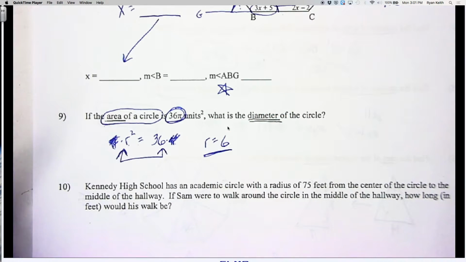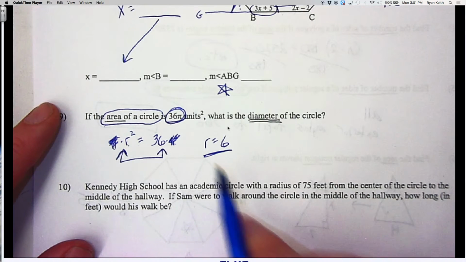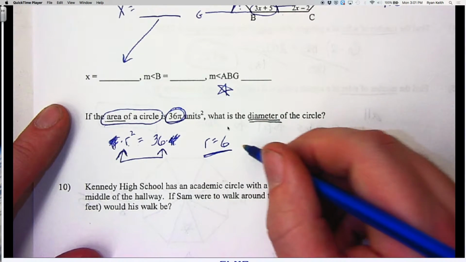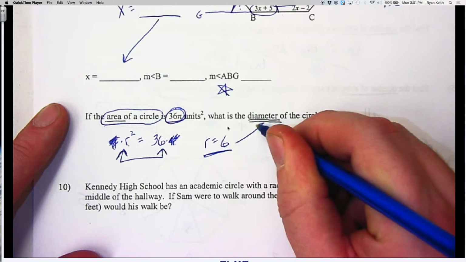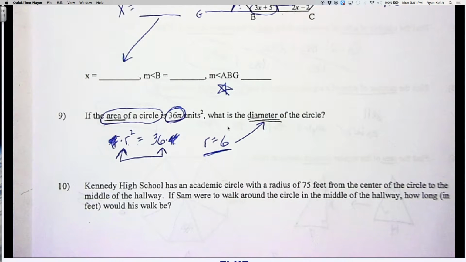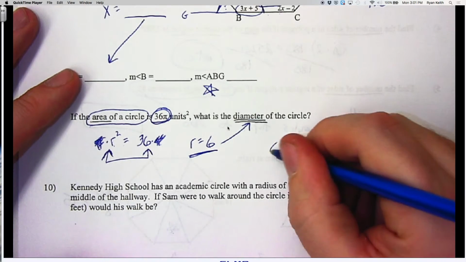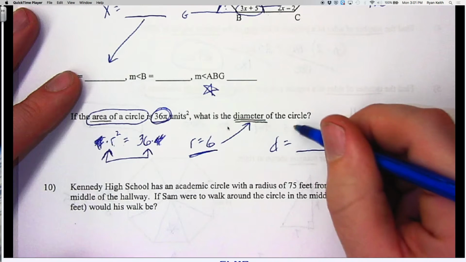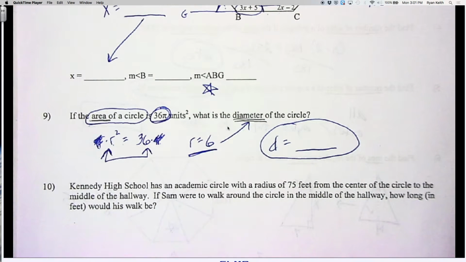6, right? 6 is my radius, the radius of this circle. And I now bring it to your attention that I'm asking you for the diameter of the circle. You should know right away the relationship between radius and diameter, and that problem will be done.